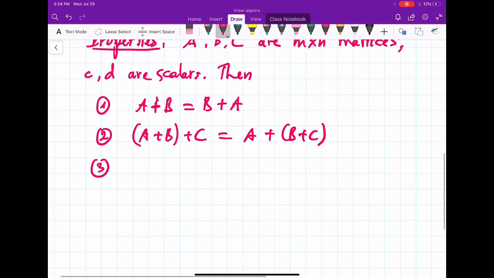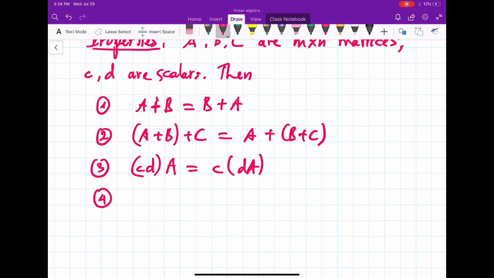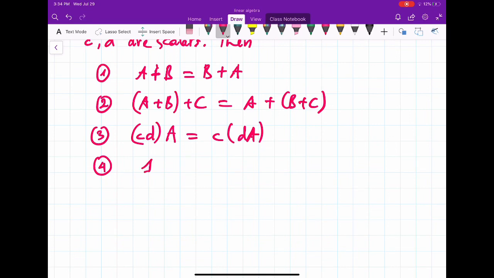The third one, if you have two numbers c and d, you multiply with the A, that is nothing but c times d times A. So this is the associative property of scalar multiplication. So the next property, one times A is A. So remember that. What does lambda A mean, right? Lambda A means you just multiply all entries of A with that number. So you get lambda A, right? So when lambda is just 1, you have the same.